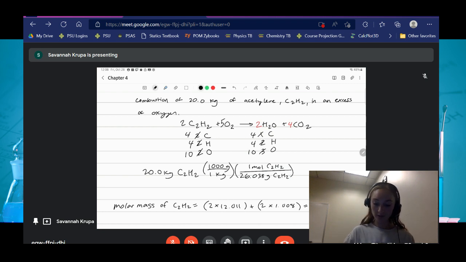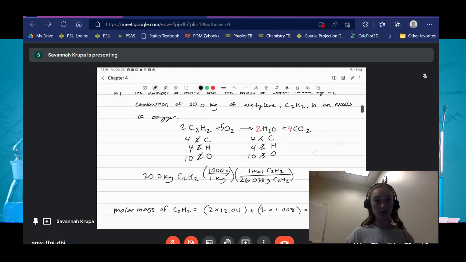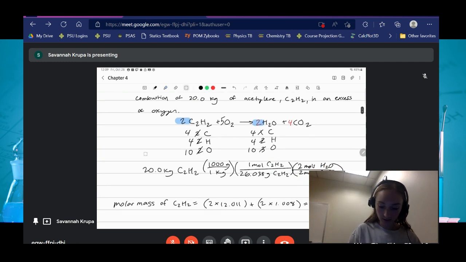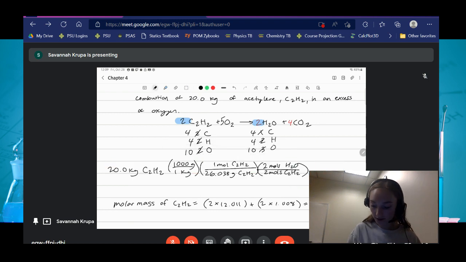And now we're in moles of C2H2, but we want to get to moles of water. So that's when we use our reaction. Since we have 2 moles of the C2H2 and we want to get to the moles of water, for every 2 moles of the C2H2, 2 moles of water are also produced. So we're going to put the 2 moles of C2H2 on the top, because we're still working with moles of C2H2, so it cancels out. And then we want to go to 2 moles of H2O. That'll give us the moles of water. So that's what it's asking in this problem.